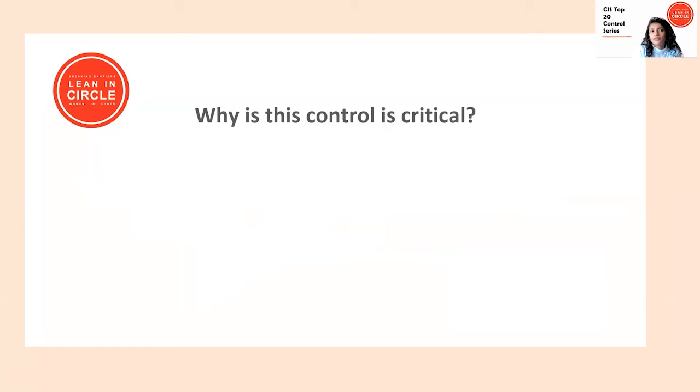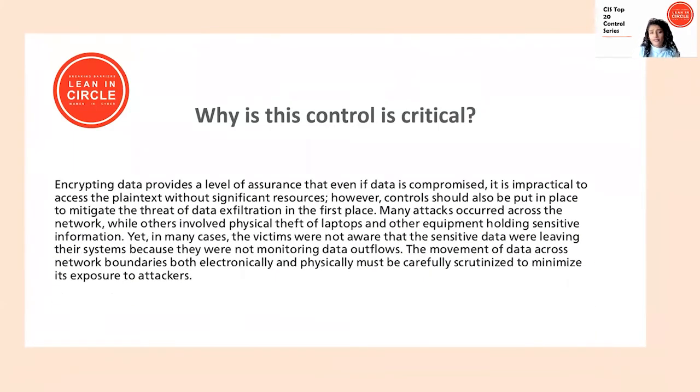Now, if you think, okay, this is all the definition, why is this control critical? Why are we discussing this? So as per the CIS control document, they are saying that encrypted data provides a level of assurance that even if data are compromised, it is impractical to access plain text without significant resources. That's true, right? If your data is compromised but is encrypted, then how would the attacker get to know what the actual data is? However, controls should also be put in place to mitigate the threat of data exfiltration in the first place.